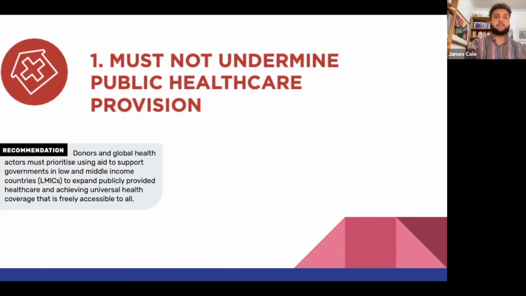There's, of course, more information in the paper, but the key recommendation that we're putting forward for this principle is the need for donors and other global health actors to prioritize using ODA to support governments in low and middle income countries to expand publicly provided healthcare in achieving UHC that is accessible to all.